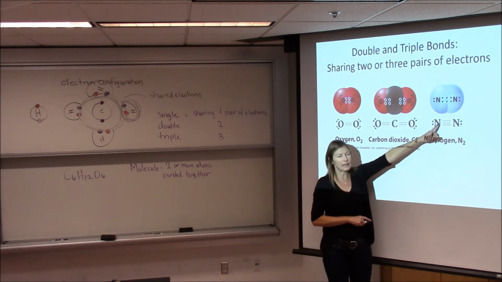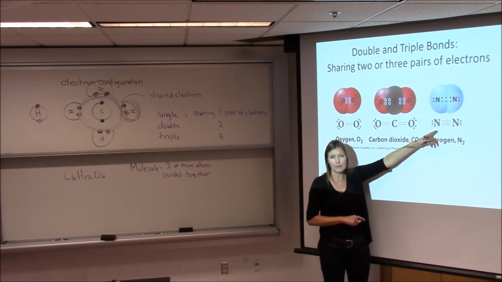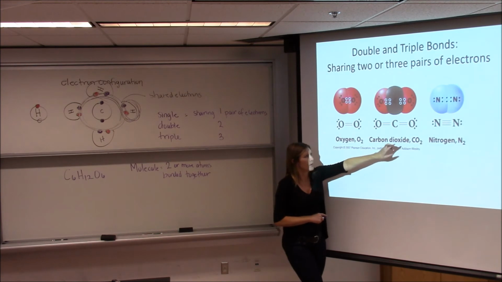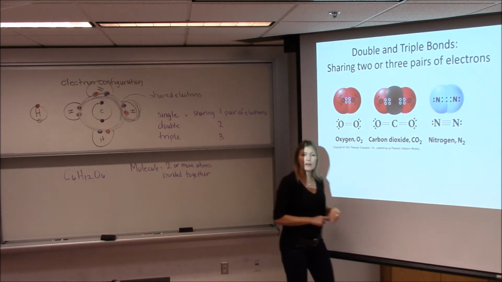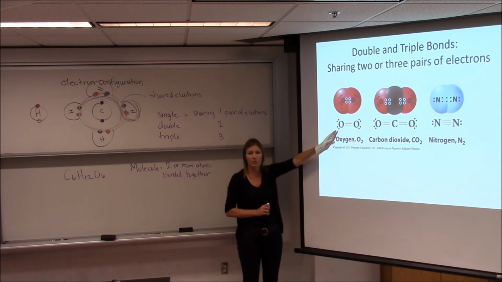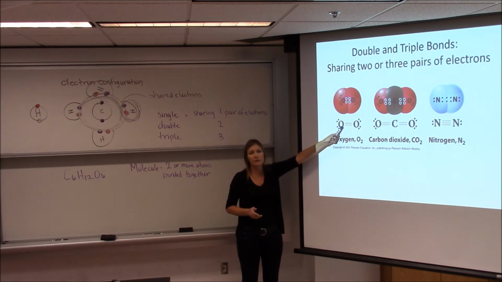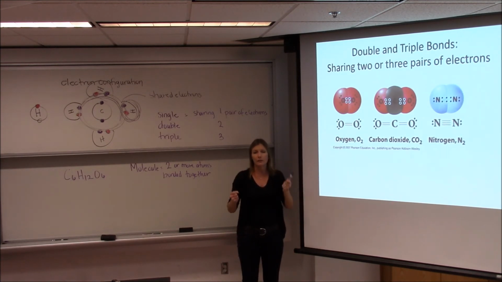What do bad guys make out of nitrogen? Nitrogen fertilizer. They make bombs. When this triple bond is broken, it's very explosive. Same for oxygen. You've probably seen the fire hazard or explosion hazard stickers on oxygen tanks. This double bond stores a lot of energy. When it's broken, it releases a lot of energy.